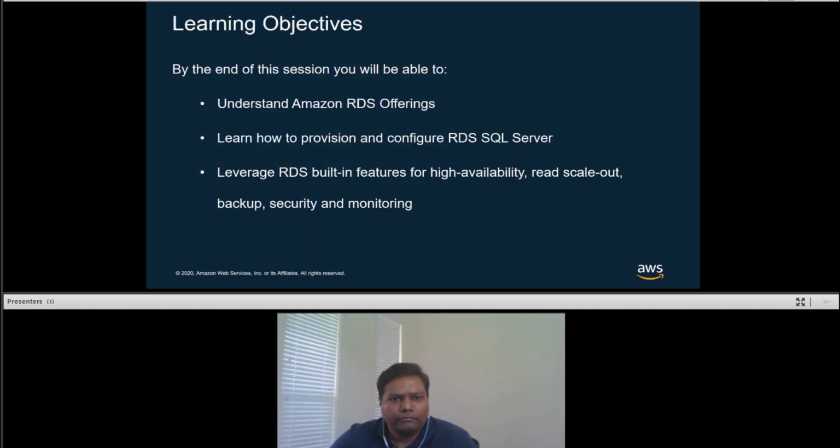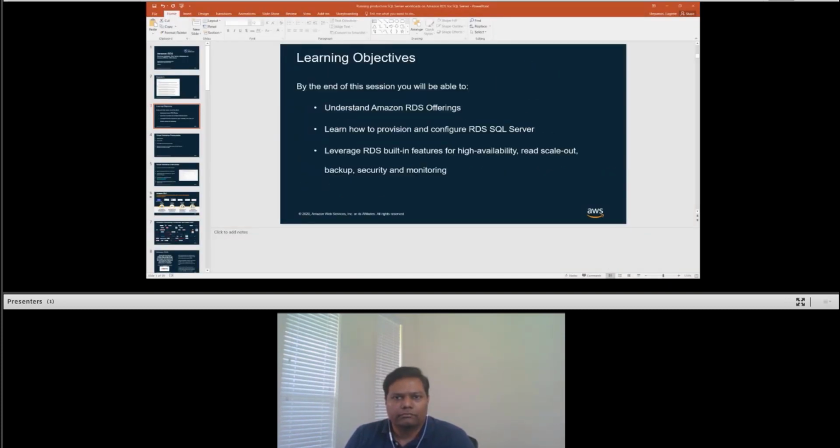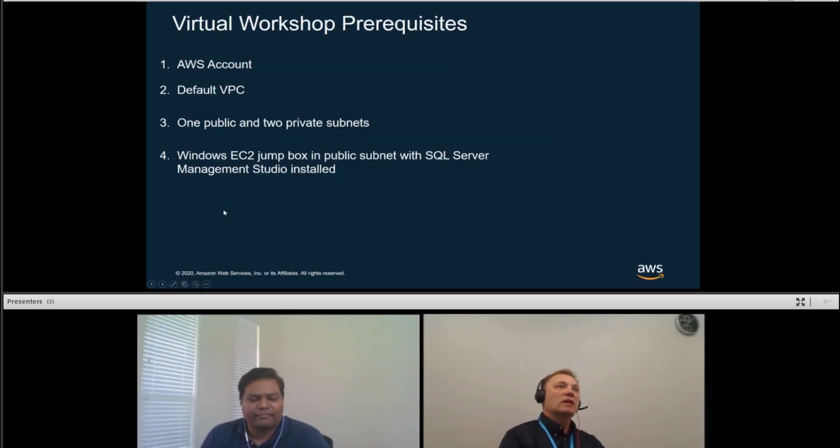Learning objectives. We have a lot of ground to cover. I'm hoping that by the end of today's workshop, you will understand the value proposition of Amazon RDS. You will learn how to provision and configure RDS SQL Server. We will also take a careful look at the built-in features such as high availability, read scale out, backup, security, and so forth.